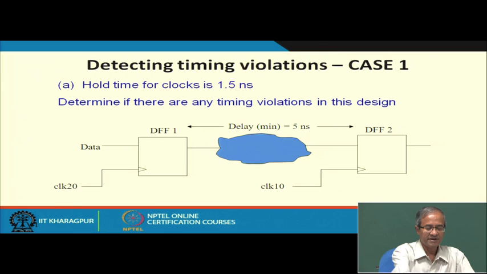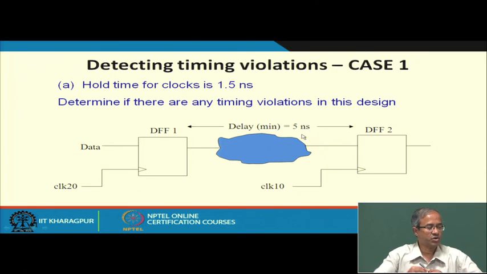So, let us look at a few examples here, where we shall just illustrate some timing violations in 3 cases, whether there are any. Let us look at a scenario. There are 2 flip flops. The first flip flop is feeding to some combinational circuit that is going to the input of another flip flop. There are 2 separate clock inputs, let us call them CLK20 and CLK10. The hold time is 1.5 nanosecond, let us say. So, what we are trying to explore is to determine whether there are any timing violations, and delay of this combinational logic is minimum 5 nanosecond.